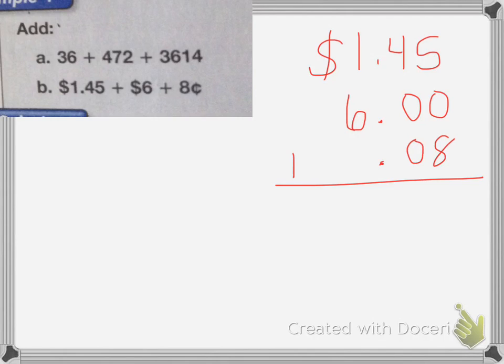So when I add these up, 8 plus 5 is 13. Carry the 1. 1 plus 4 is 5. The decimal point comes straight down. And then 1 plus 6 is 7. So my answer is $7.53.